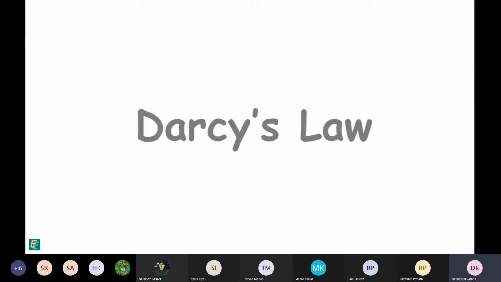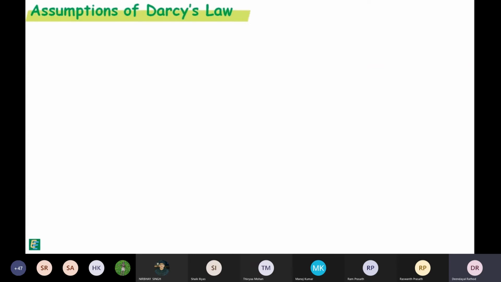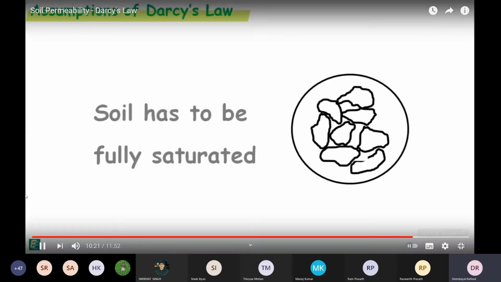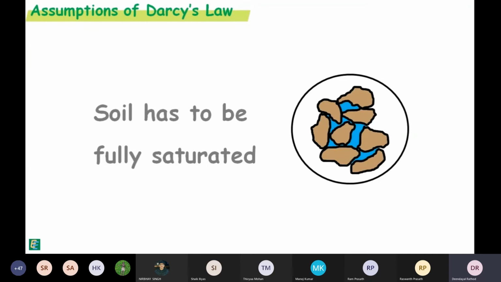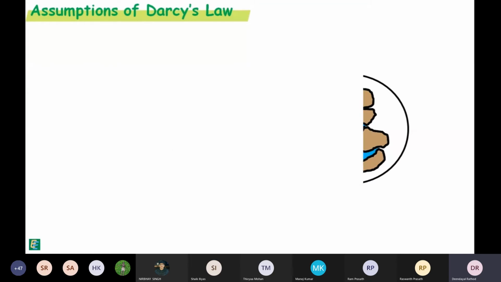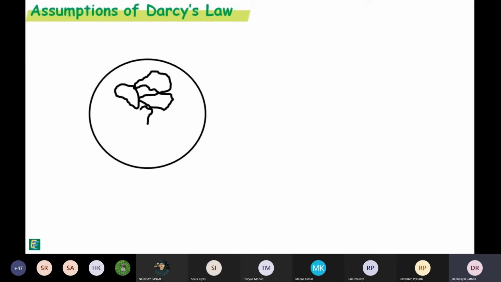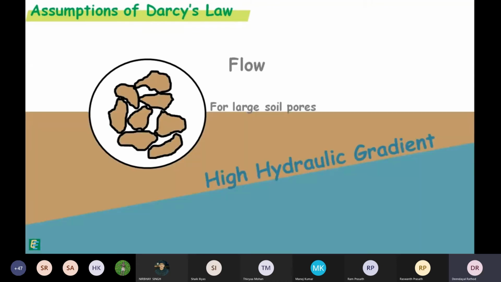To apply Darcy's law, we make some assumptions. The first assumption is that the soil is fully saturated, which means all the voids are completely filled with water. And the second one is that the flow is laminar inside the voids. For large soil particles, like gravel, and higher hydraulic gradient, flow may become turbulent. For that, Darcy's law is invalid.